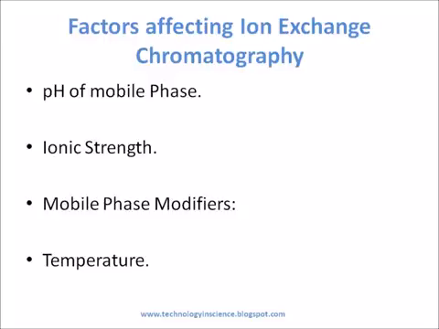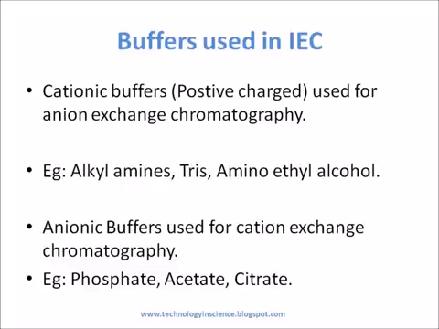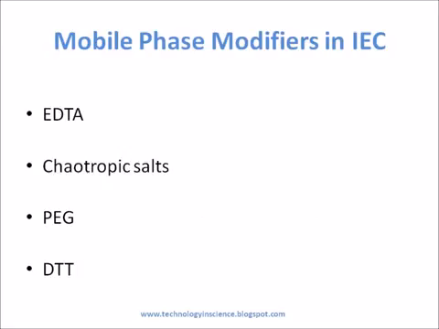Buffers used in ion exchange chromatography. Cationic buffers are used for anion exchange chromatography. Examples: alkylamines, Tris, aminoethyl alcohol. Anionic buffers are used for cation exchange chromatography. Examples: phosphate, acetate, citrate.